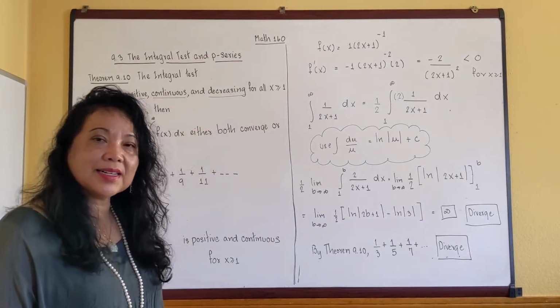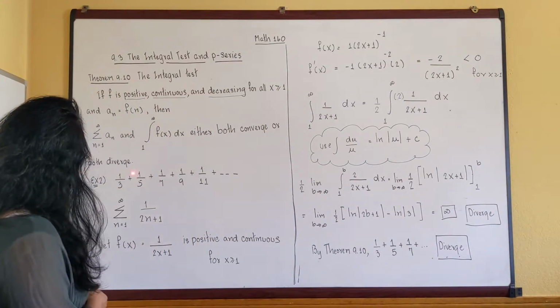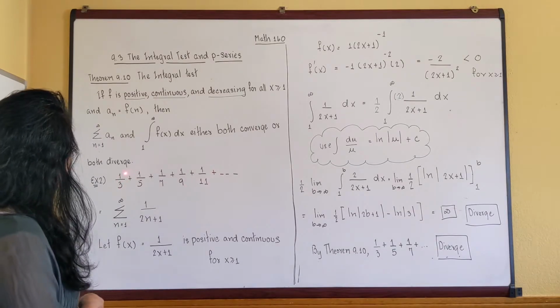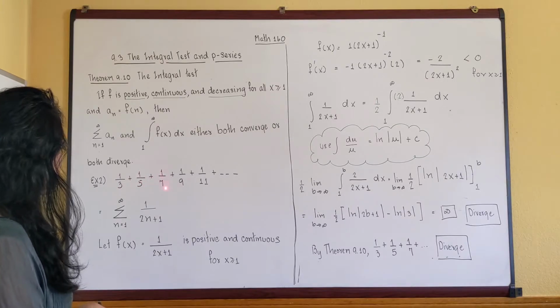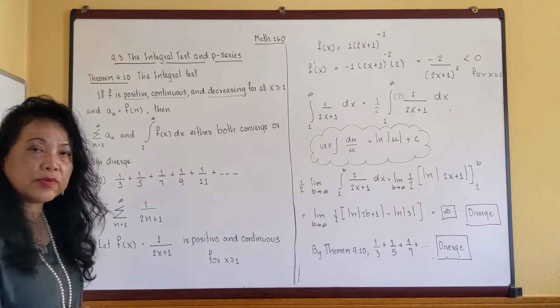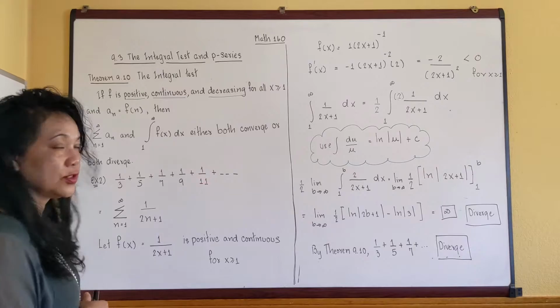Hi, let's look at the second example. The question gives you a summation: the fractions 1/3 plus 1/5 plus 1/7 plus 1/9, and you want to see if it converges or diverges.